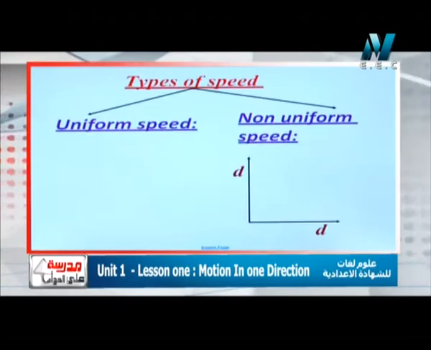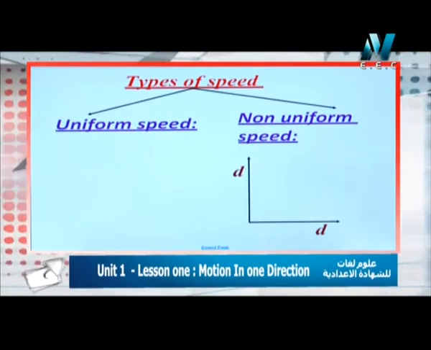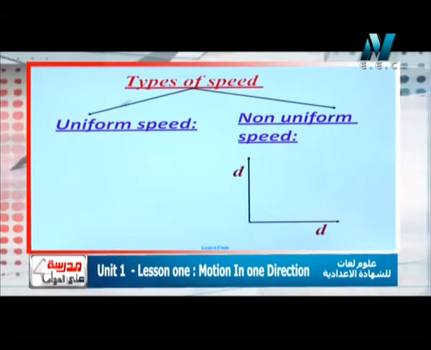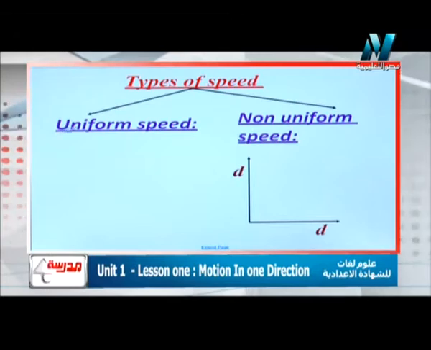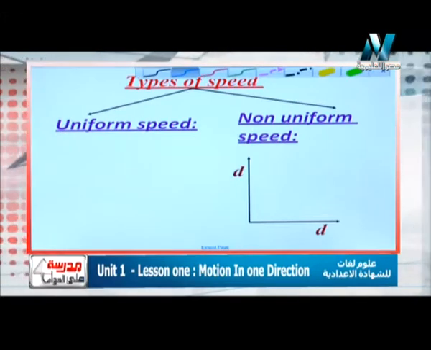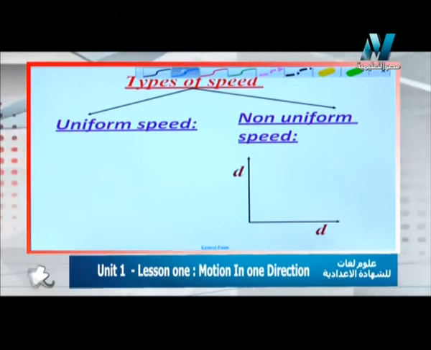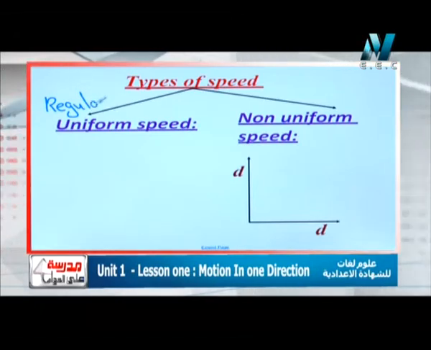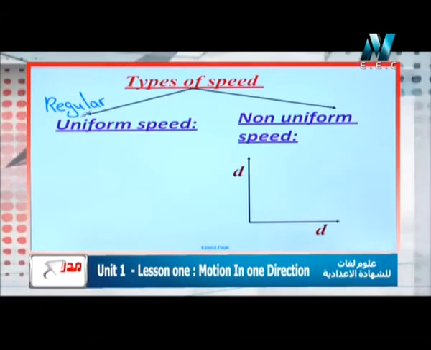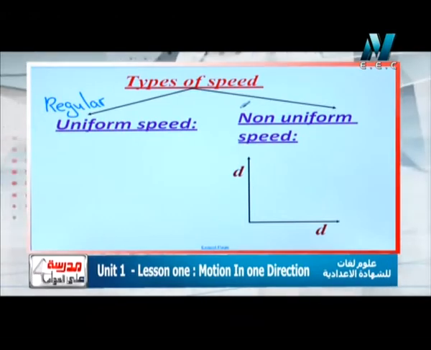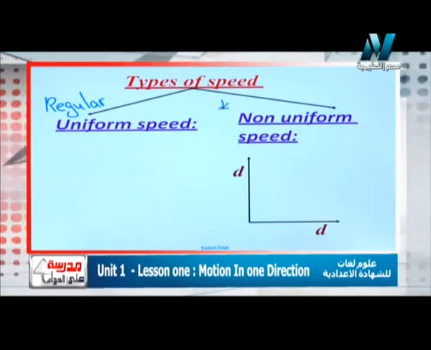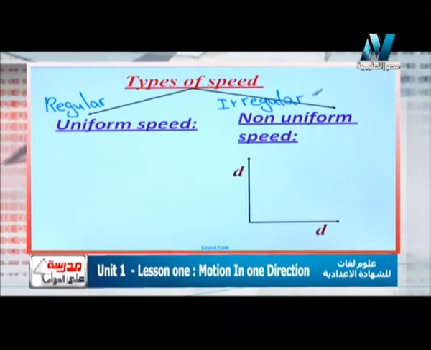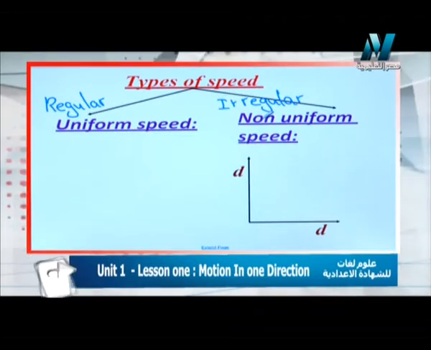Okay, dear students. Here we have to know types of speed. عندنا نوعين من أنواع السرعة. Uniform speed, as we can say regular speed. Regular instead of uniform. Uniform يعني منتظم. Regular speed or uniform speed, and here we have non-uniform speed or irregular. So here we have two types of speed. سرعة منتظمة وسرعة غير منتظمة.